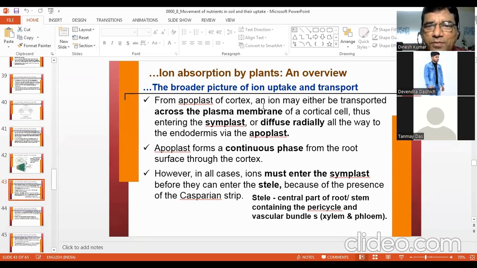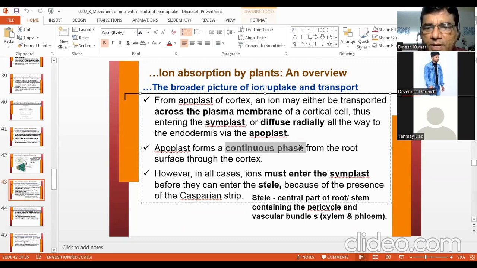Now, from the apoplast of the cortex, the apoplast of the cortex means the external part between two cells. Ions may either be transported across the plasma membrane of a cortical cell, thus entering the symplast, or diffuse radially all the way to the endodermis via the apoplast. Now I will show you what is apoplast and symplast. Apoplast forms a continuous phase from the root surface through the cortex.